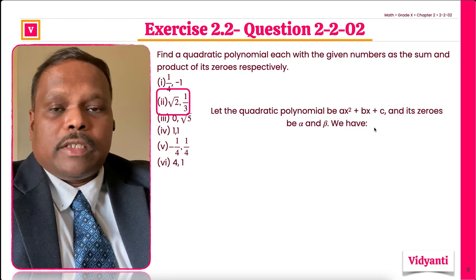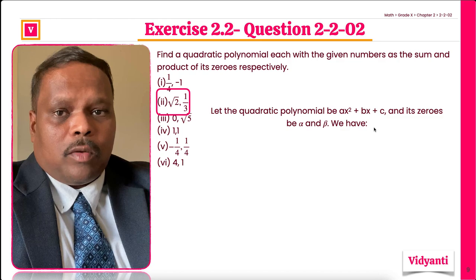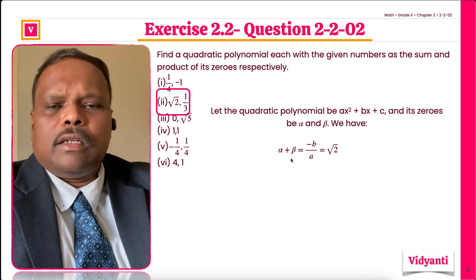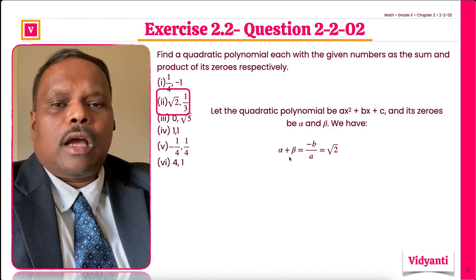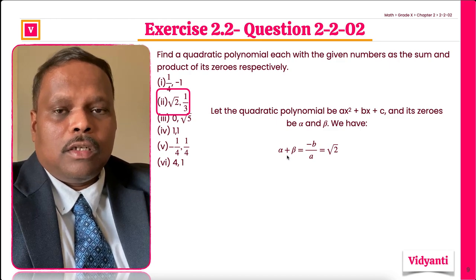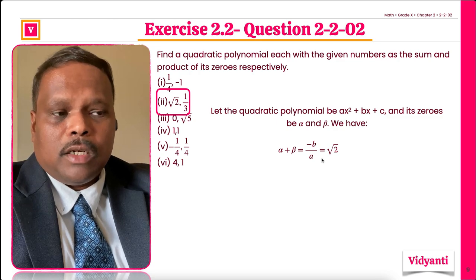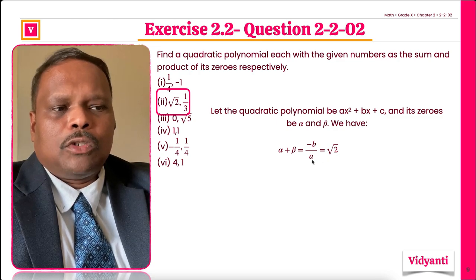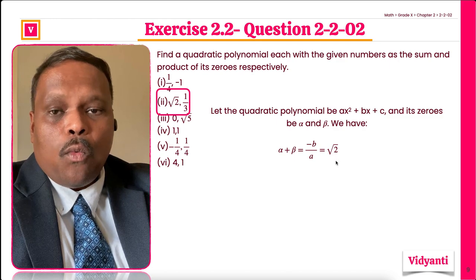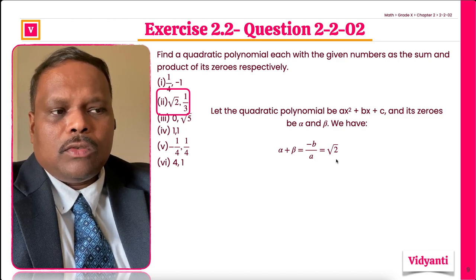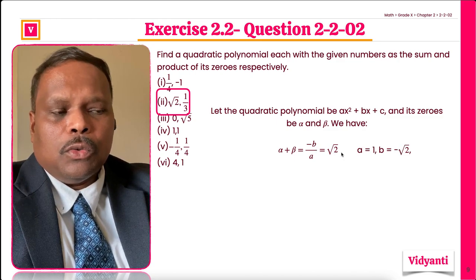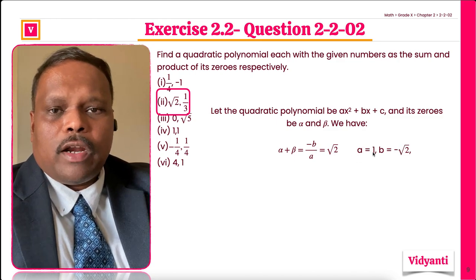Again, we will assume the same quadratic standard format, ax square plus bx plus c equal to 0. And every time we are going to assume alpha and beta as the standard solutions. So these are the roots. The sum is the first number, that's root 2. So this root 2 is nothing but root 2 divided by 1. So if a is 1, then negative b will be root 2. So if a is 1, from where am I getting 1?